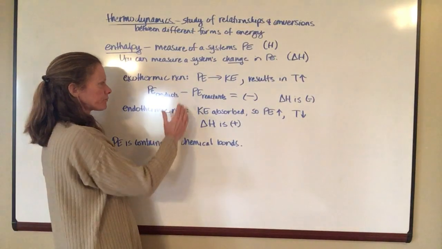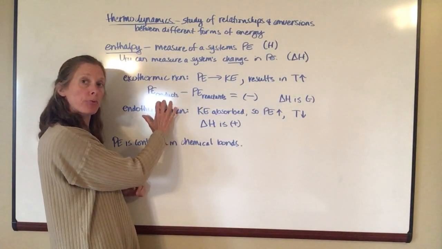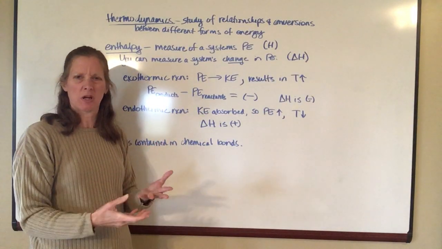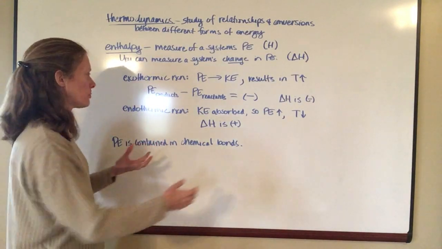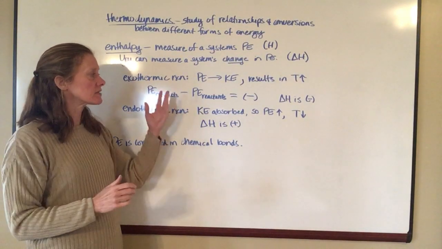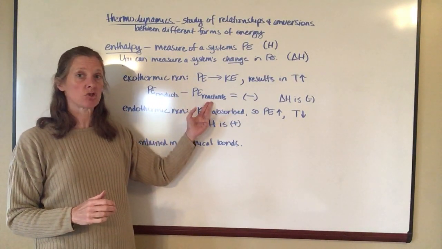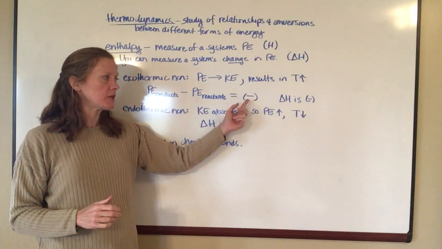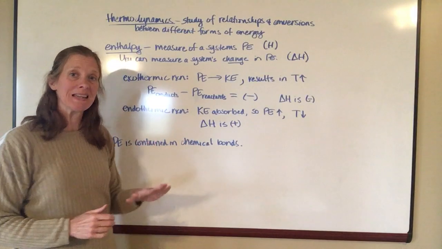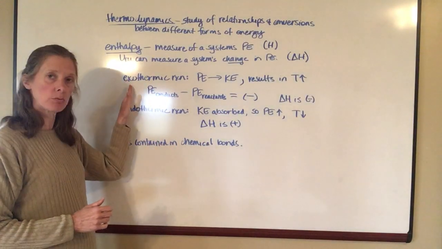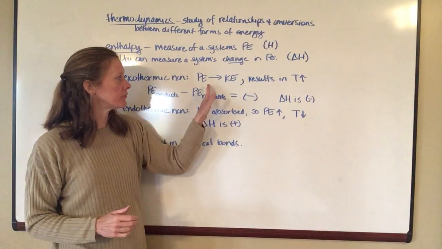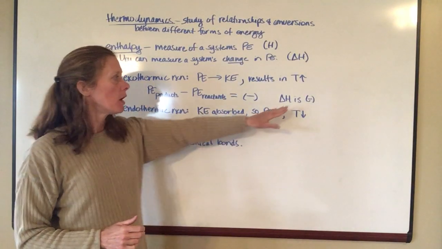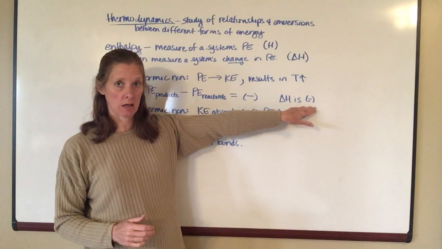And so for the amount of potential energy that my products have, after you burn the wood, you've got water vapor, you've got carbon dioxide, you've got some ash left over. So the potential energy of the products is less than the potential energy of what you started with. And so when I subtract those two in that order, I'm going to end up with a negative number. So anytime I have an exothermic reaction where I have decreased the amount of potential energy in the system, my delta H is going to be negative.